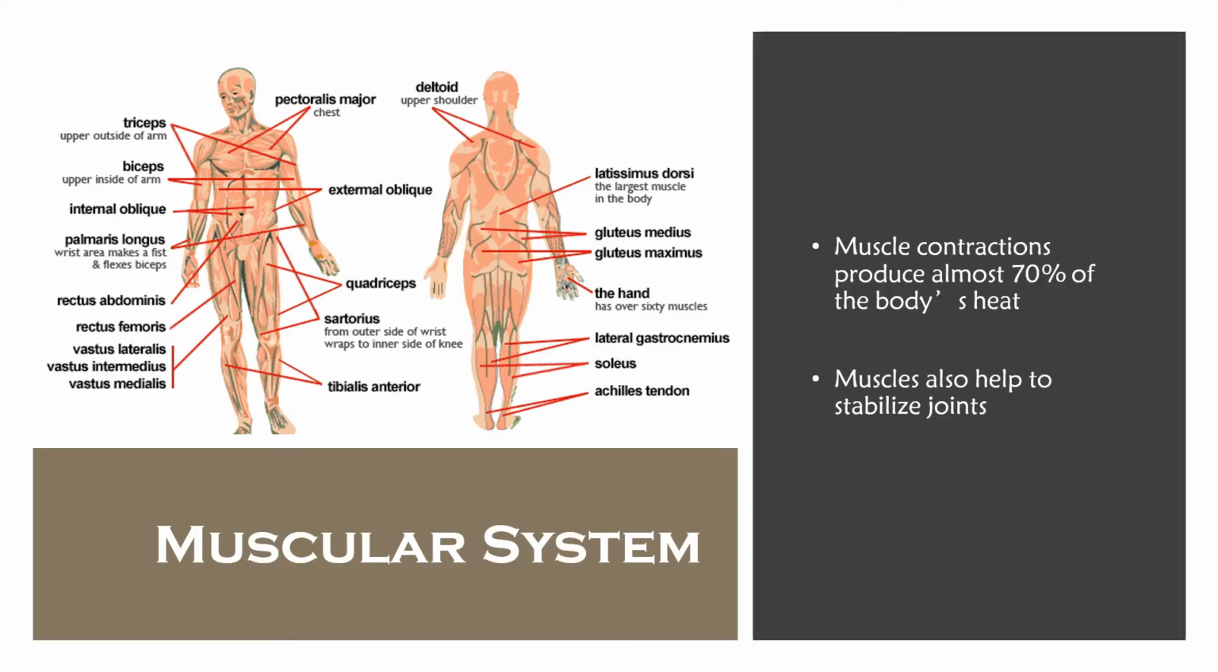Just a quick thing about your muscular system: muscle contractions produce almost 70% of your body's heat, and muscle helps to stabilize joints.